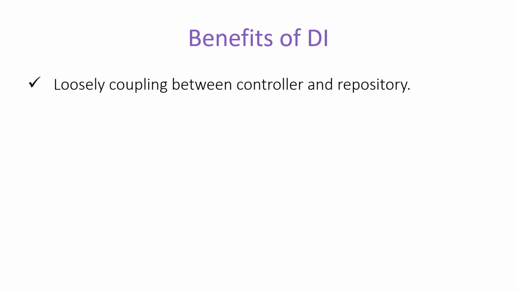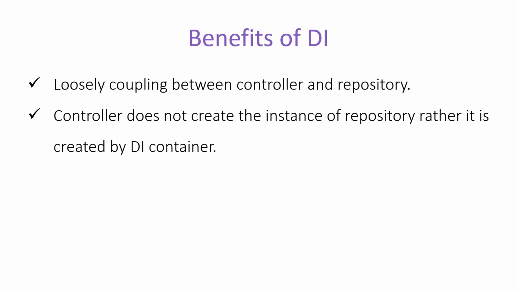Now, what are the benefits of using this dependency injection? First one is loose coupling between controller and repository. And remember, this relation is not only limited to controllers and repository. If you are having one more layer in your application, for example, controller classes, then the business layer, and then the data layer, then you can create the dependency injection among all these classes. The controller does not create the instance of repository, rather it is created by the dependency injection container. As you have already seen, this controller is not creating the instance of our book repository, this was created by the application, and that is the dependency injection container.